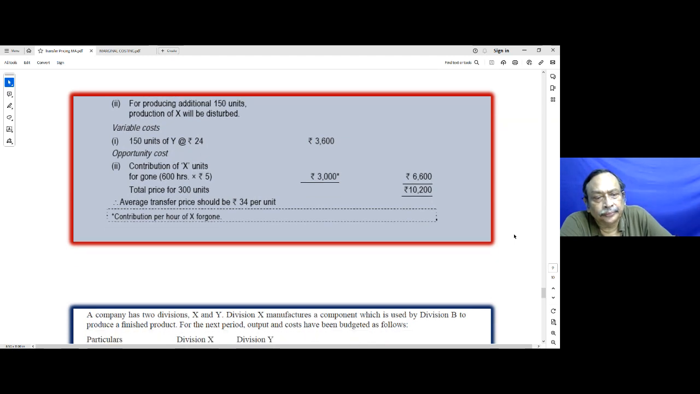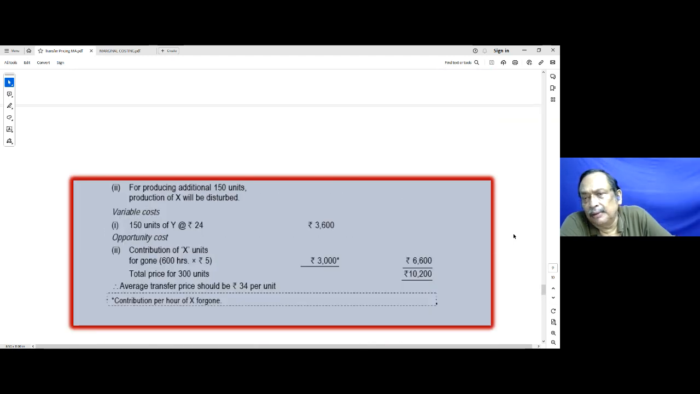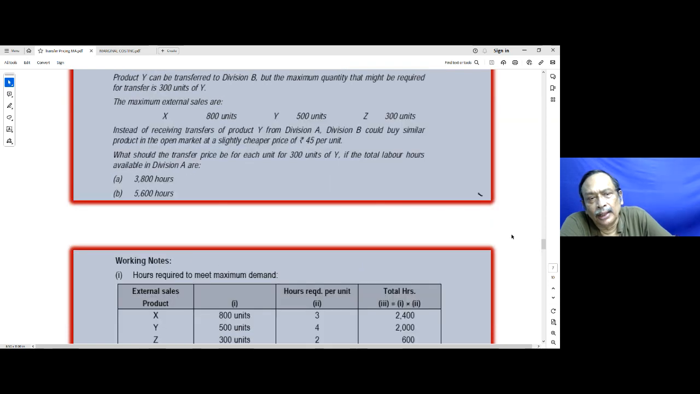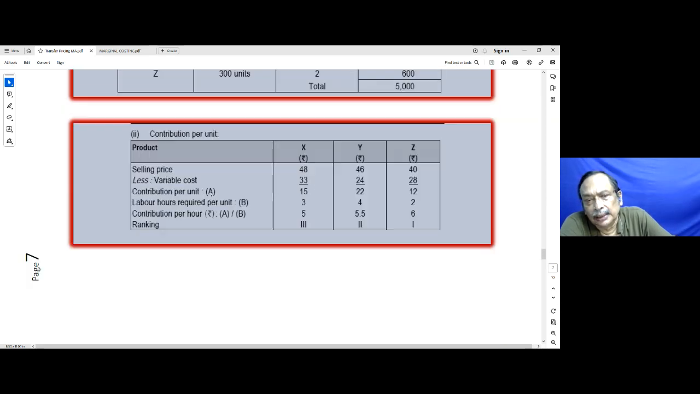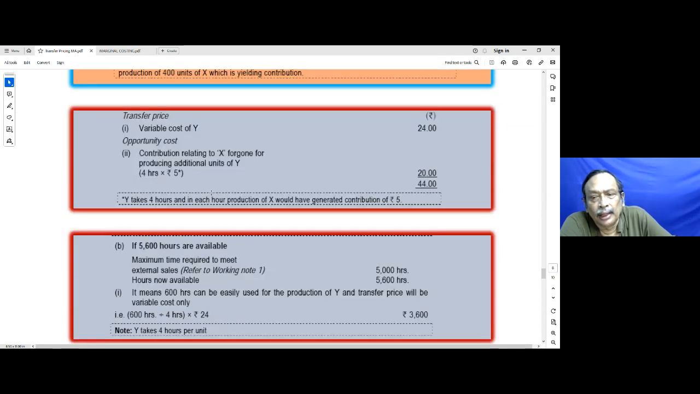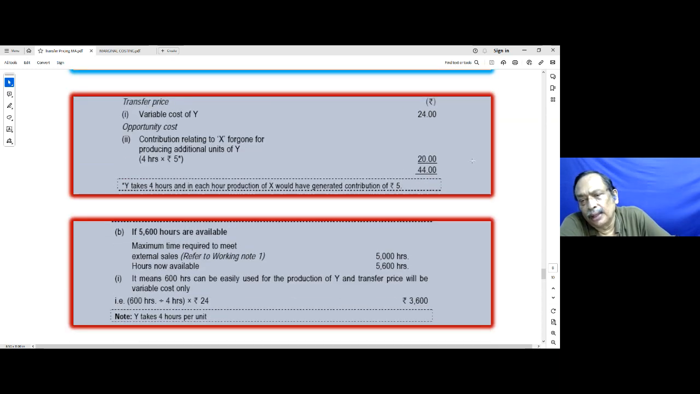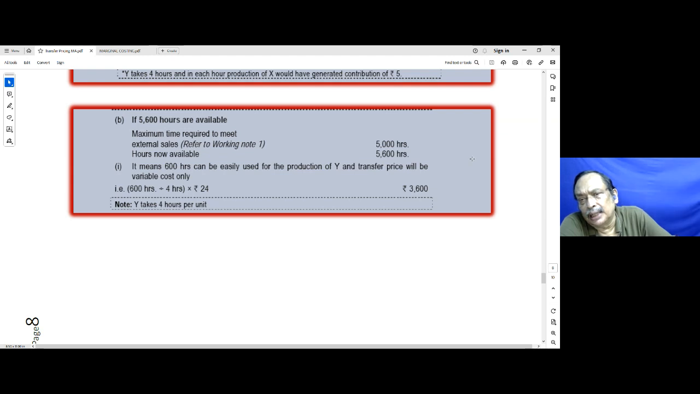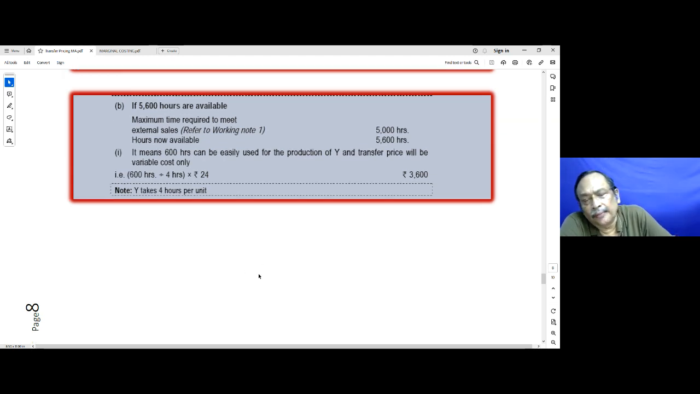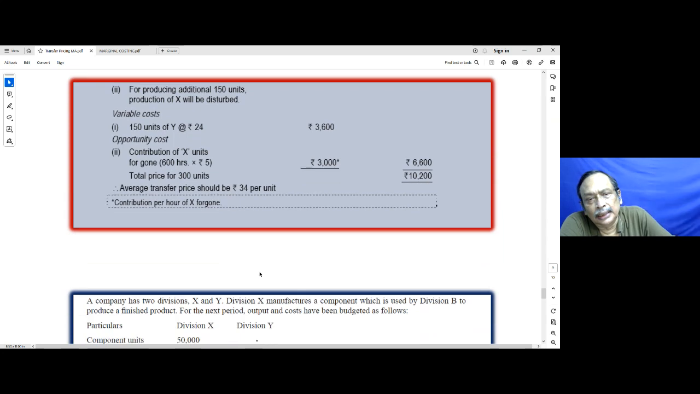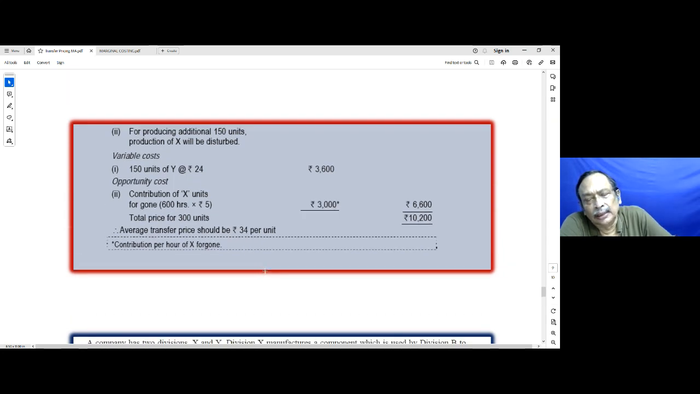Okay. So transfer price, what we have fixed so far, when 3,800 hours are concerned, the transfer price will be rupees 44, variable cost plus contribution foregone. But when 5,600 hours are available, then what we have calculated, the transfer price, because for 150 units there is a key factor or limiting factor.